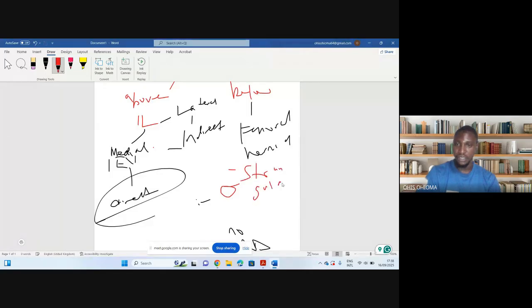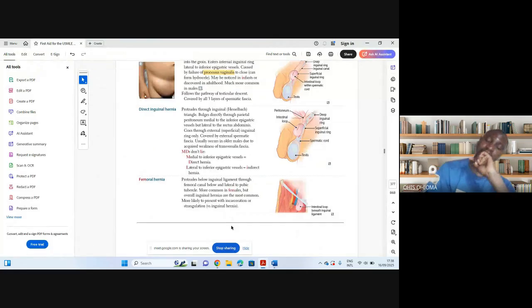Strangulation simply means that the blood supply is cut off because the hernia is expanding, becoming bigger and bigger, and this femoral canal is very small and doesn't expand. And so it will cut off the blood supply to the distal part. So the blood supply here will be reduced, and this place here will become necrotic and the patient will present with pain. Okay? So that is that about that.